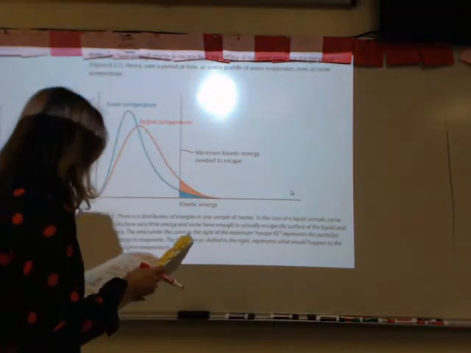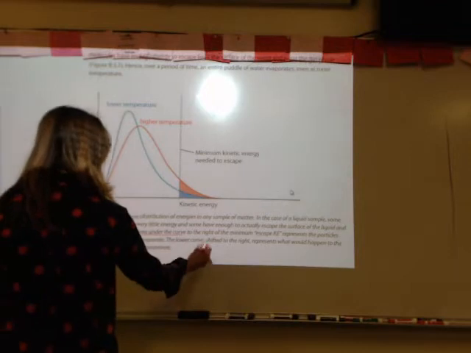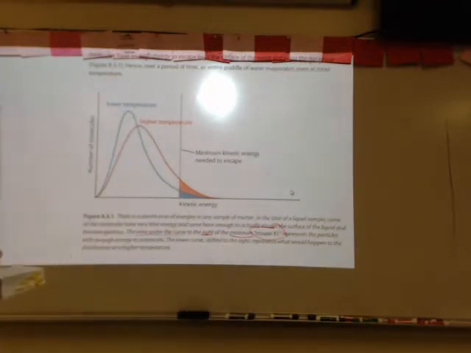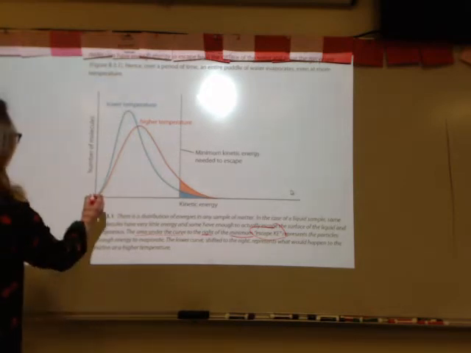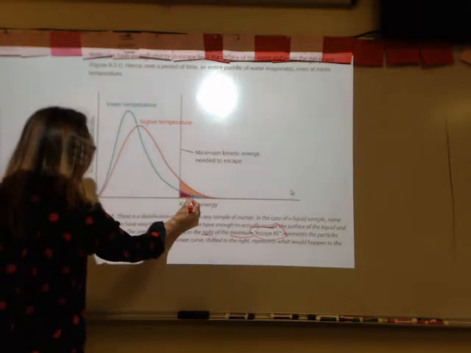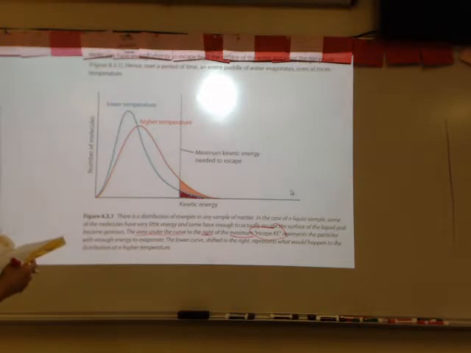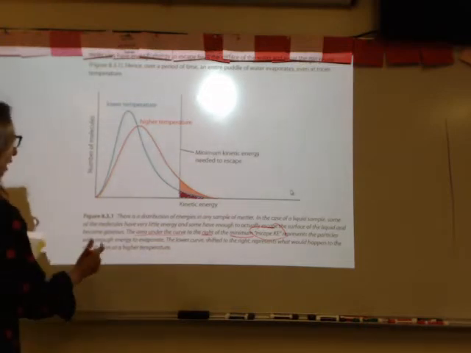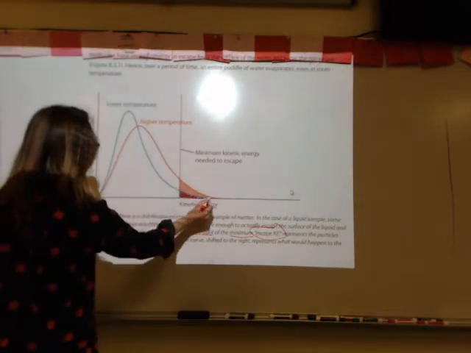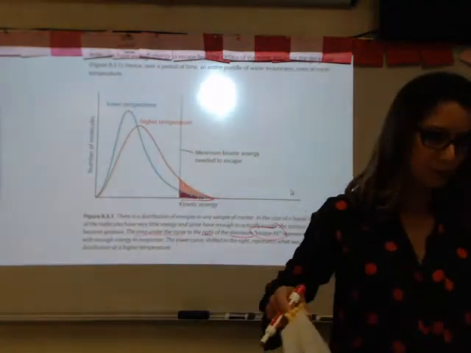So here you'll notice that the area under the curve to the right of the minimum escape kinetic energy represents the particles with enough energy to evaporate. So at my lower temperature, which is the blue line, this area underneath this dashed line here to the right, that's how many particles have enough energy to evaporate. But as the temperature increases, look at how many more have enough energy to evaporate.